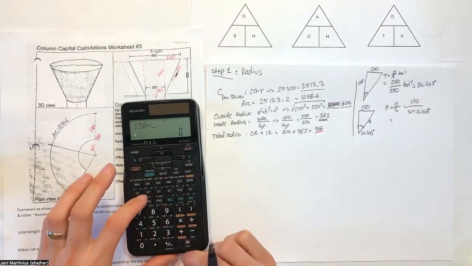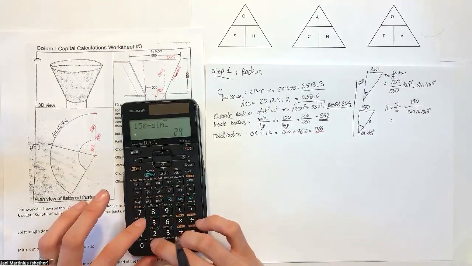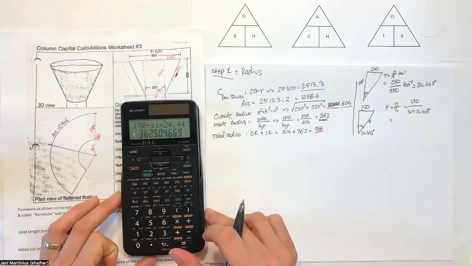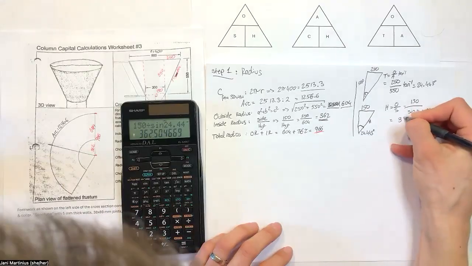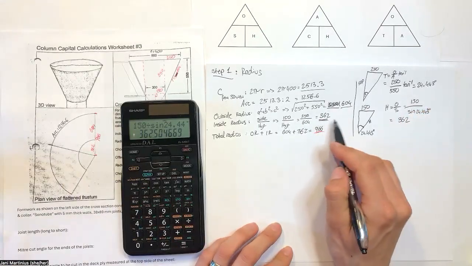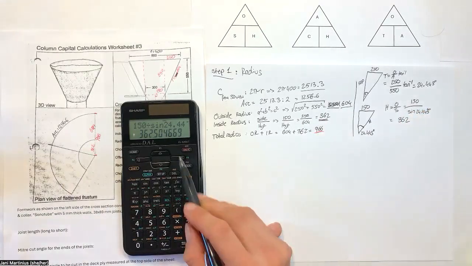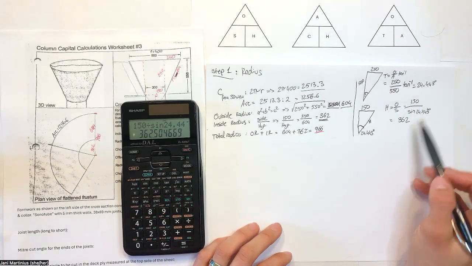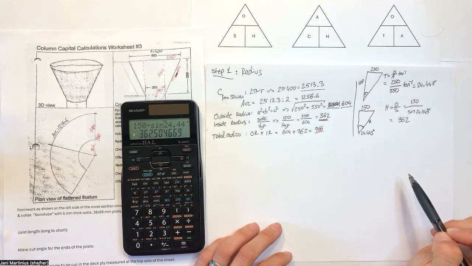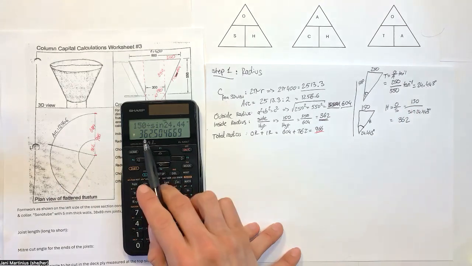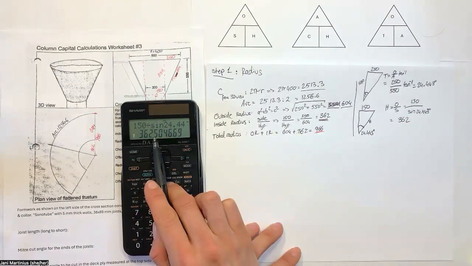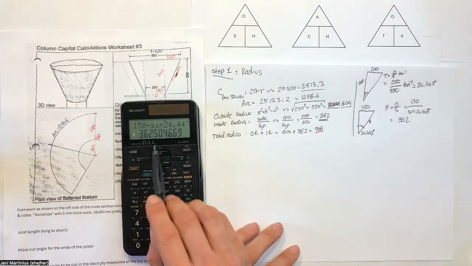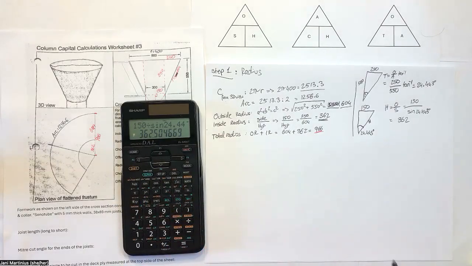150 over sine of 24.443 degrees gets us 362. Check that out. And when you're working with angles, I already left 3 decimal points. If I had left it in the calculator, here we come to 362.5. It would have come to 362.3.